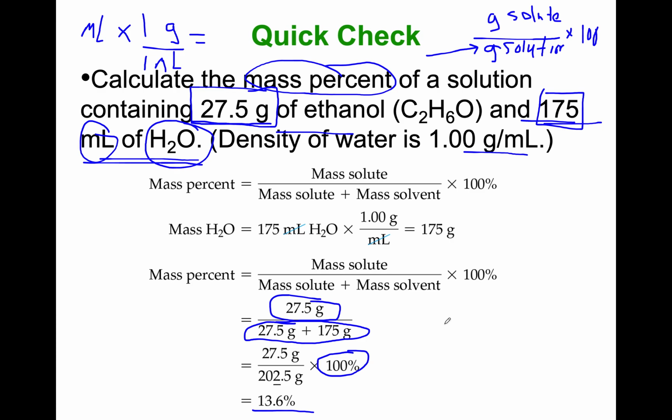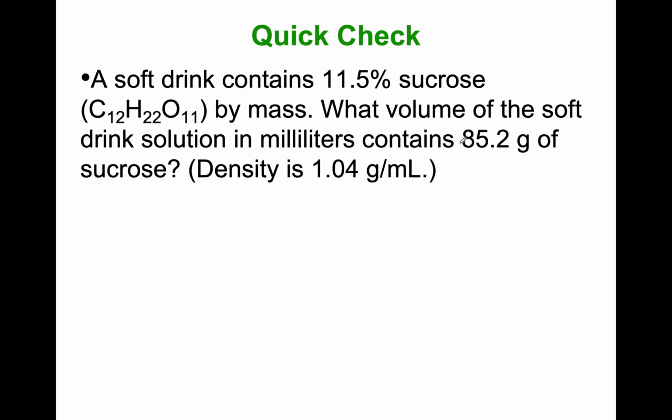So that's just what the mass percent is. Sometimes you're given the mass percent, 11.5% sucrose, and you're asked to use that as a conversion factor. So what volume of the soft drink, in milliliters, contains 85.2 grams of sucrose? We're looking for milliliters.